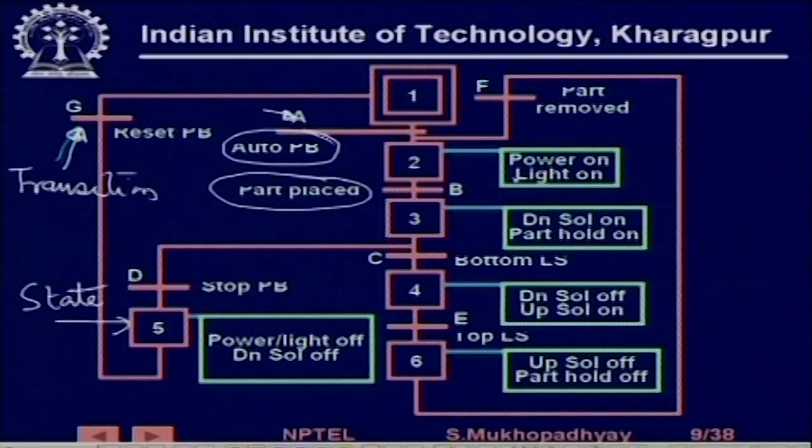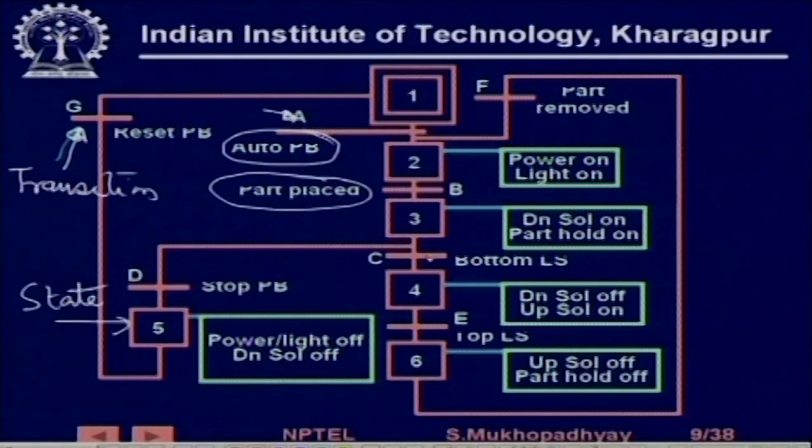On the other hand, these green rectangles indicate which outputs are on at each state. For example, you can see that in state 1, nothing is on, none of the outputs are exercised, while in state 2, the power and lights are on. In state 3, the down solenoid is on. Actually, this is the state when the solenoid is coming down. So, you see that this is the initial state. Here the system is switching on the power and the light and possibly waiting for the part placed signal to come. So, it might spend some time here. Then it is coming down. So, it takes time there.